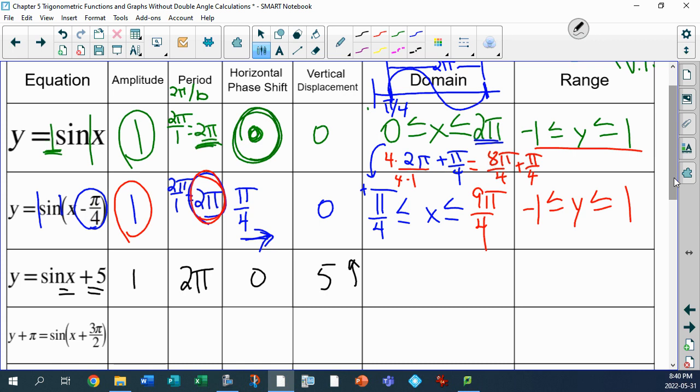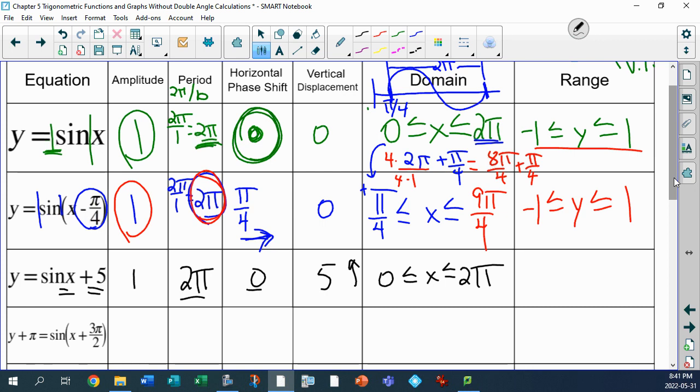Okay, so does that affect our domain? Well, no. I'm starting at 0. I'm going over 2 pi. My domain has not shifted. No, not at all, because we haven't done this horizontally, and domains are always horizontal. But how about my range?